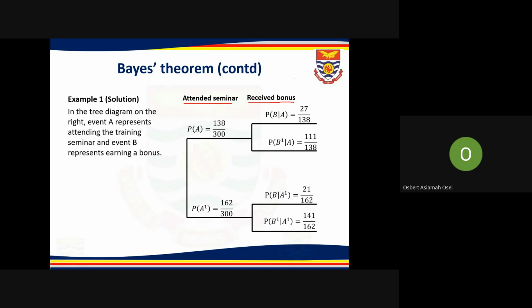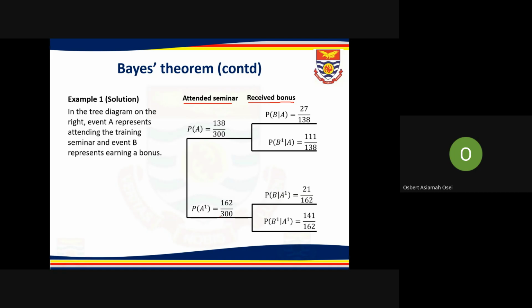And then 138 of the sales representatives out of the 300 attended the seminar. So that sets up the P of A equal to 138 on 300. If 138 out of the 300 attended, that means that 162 did not attend. That sets up this probability of A not occurring.